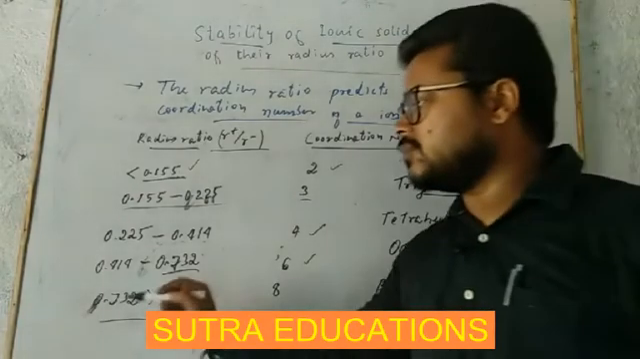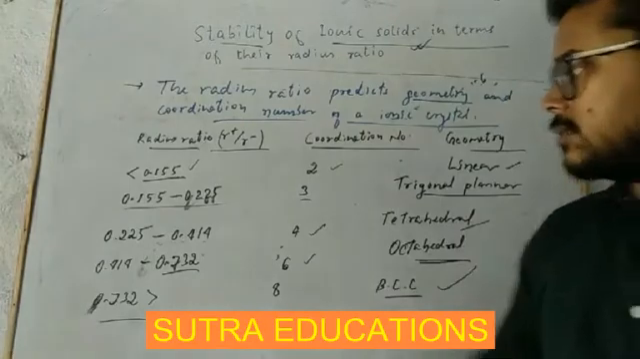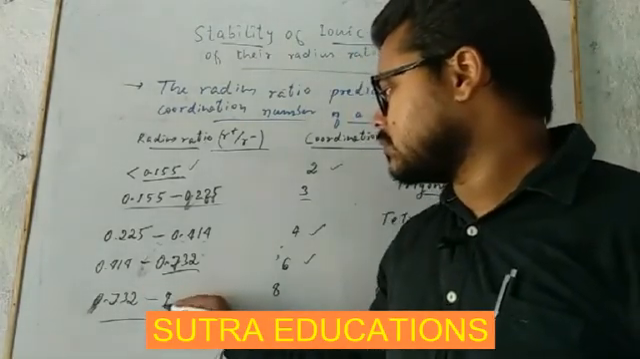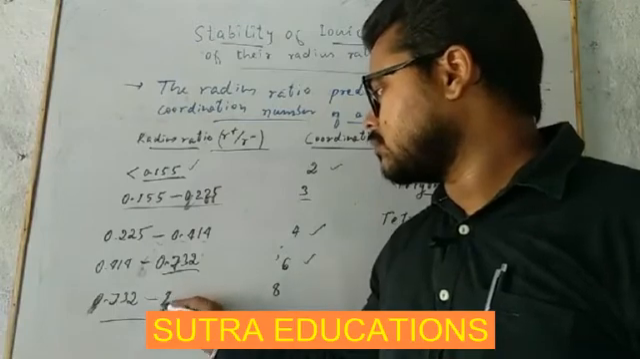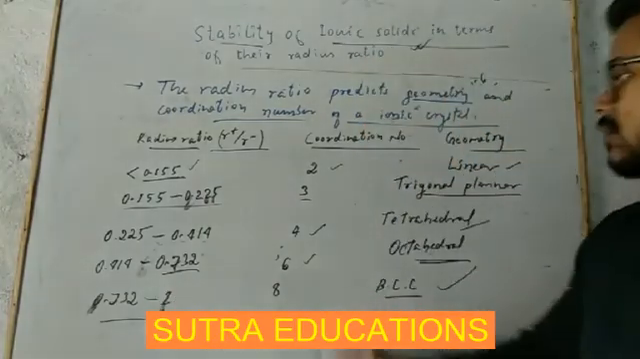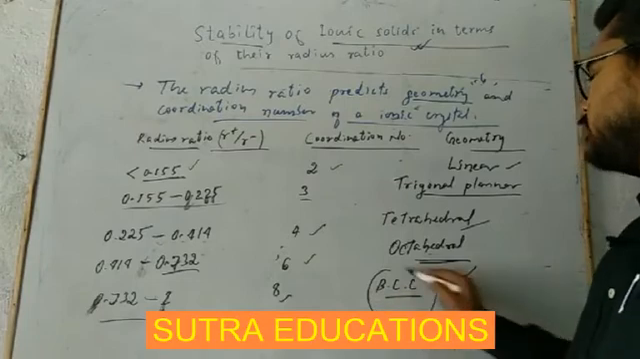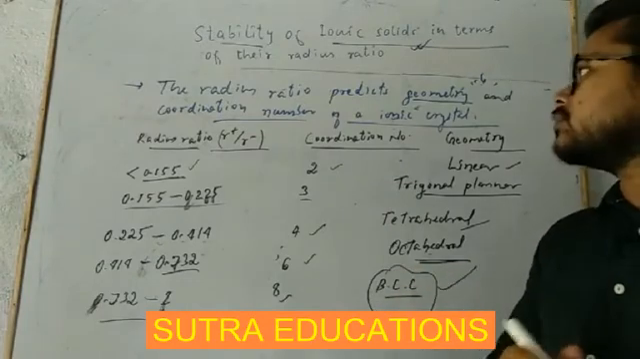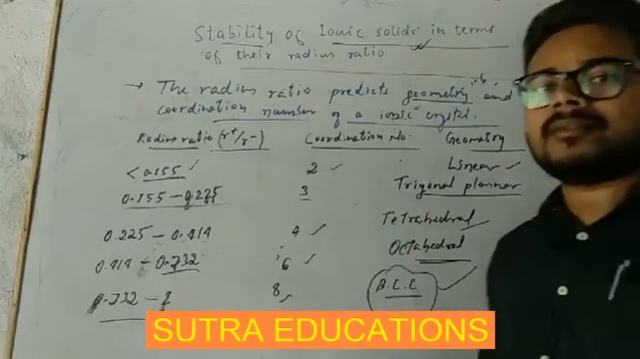And if it is more than 0.732, say up to 1, then the coordination number will be 8 and it is BCC. Okay, let's solve one question based upon this.